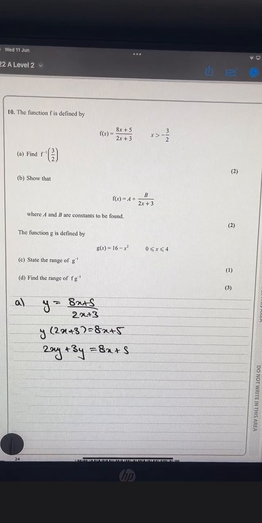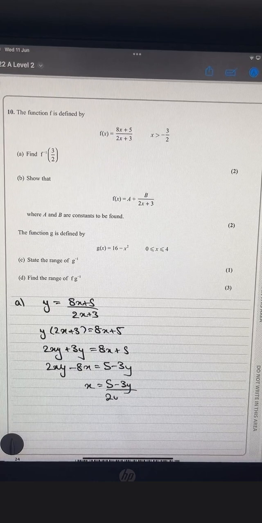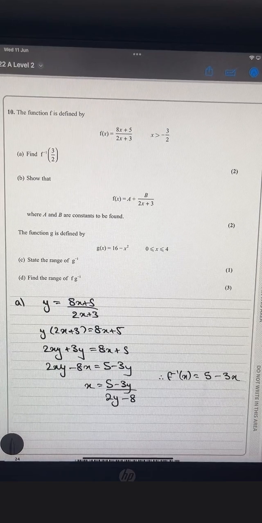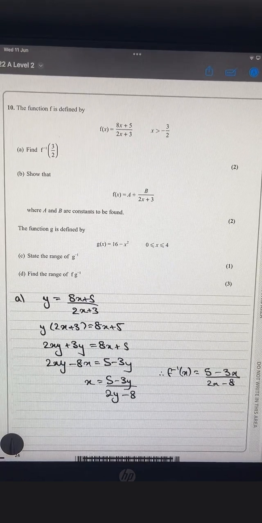And if I just bring the x's onto one side, I have 2xy minus 8x equals 5 minus 3y. Factorize out my x and divide through: x equals (5 minus 3y) over (2y minus 8). So that is the rearranged thing. Then I just say, therefore, the inverse function of x, and now I just replace the y's with x's, because that's my function, right? (5 minus 3x) over (2x minus 8). This is a standard GCSE type inverse, but then it's 2 marks on the A level. Why? Because you have to just sub in your 3 over 2.